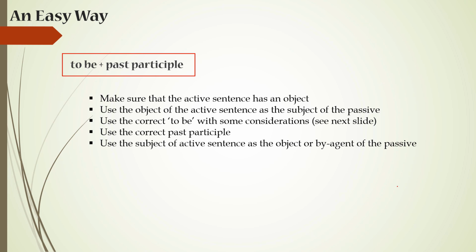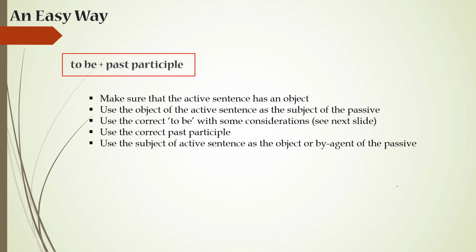And then the next way, use the correct past participle of the verb. The verb that is used in the active sentence is writes. In this case, writes must be changed into past participle. Write, wrote, written. So the verb that must be used in passive is written. A letter is written.